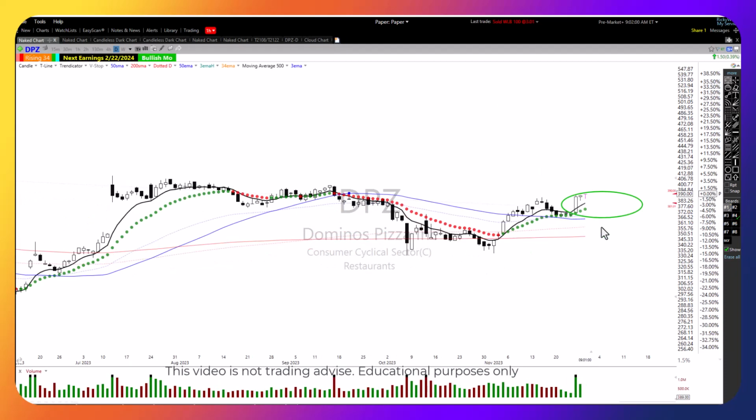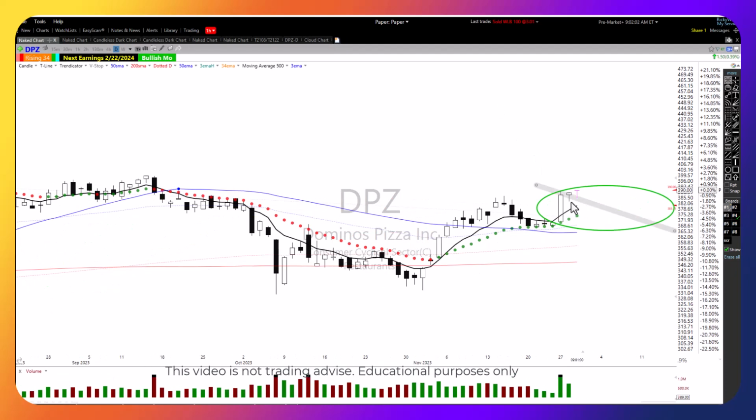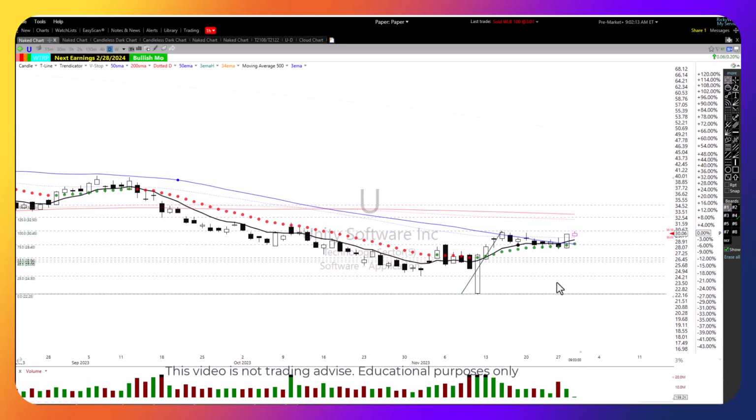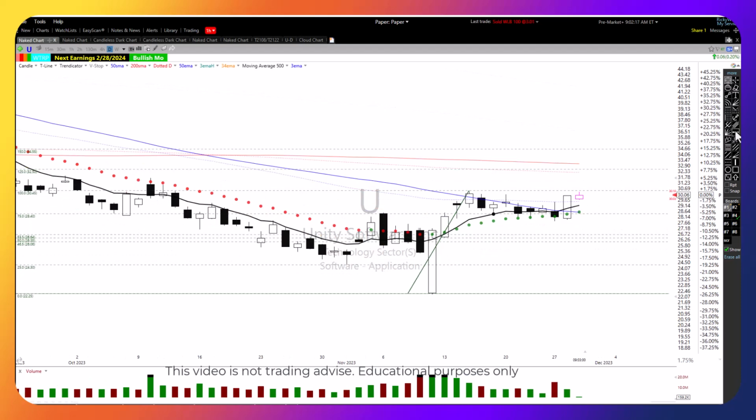Let's check on our DPZ. DPZ still looks very, very good here. Very good. Still moving up. Let's check on, how about the U? Look at U here. So let's put the box on U. Oops, that's not the box. Start with the trend indicator. Move up here to the 200.